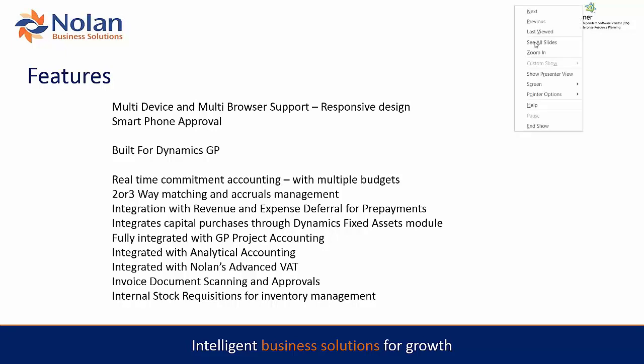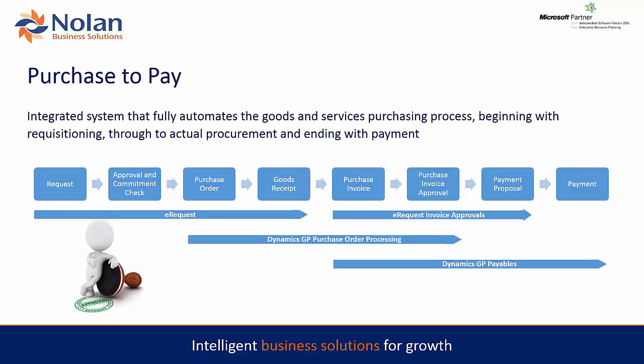So let's have a look at what we're going to look at in the product today. So the whole purchase to pay process starts with a request. That request is put onto the system and it goes for approval, and quite often at that stage through commitment check as well. So either the requester or the approver checks to see whether that purchase is within the budgeted values for this particular year or year to date. All that's done within eRequest, and you can see that eRequest arrow going across the screen there.